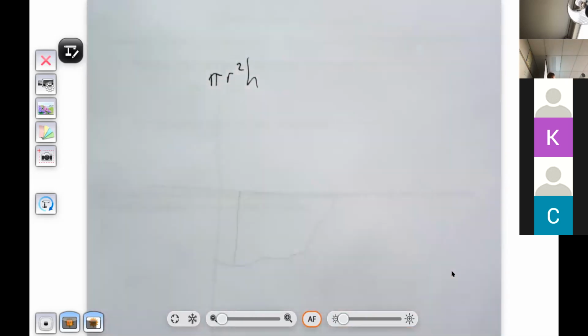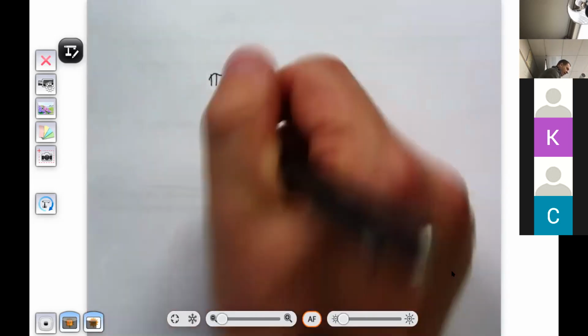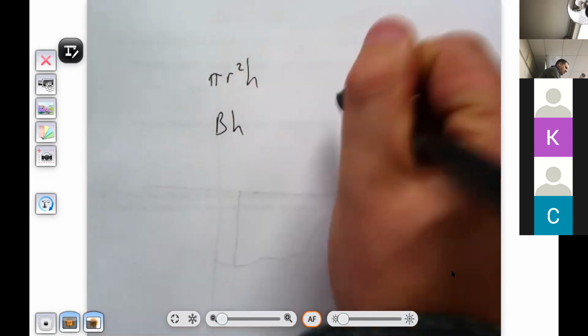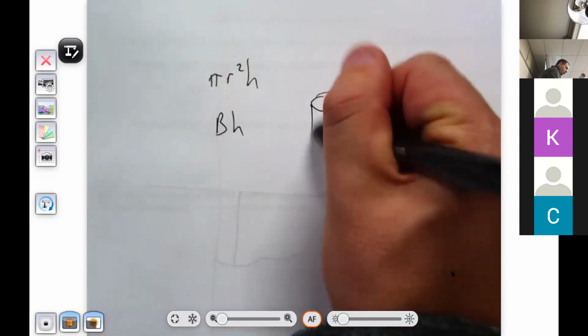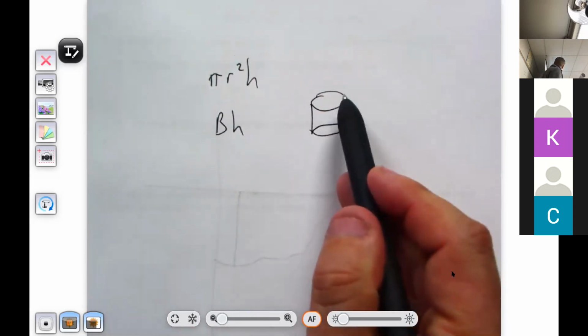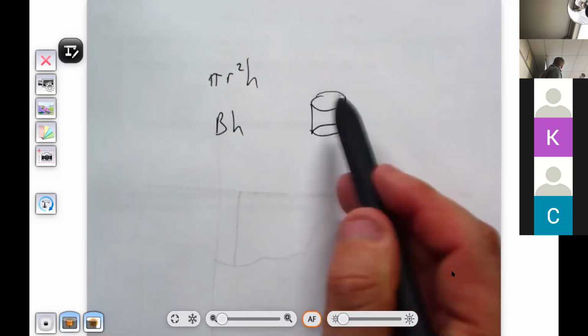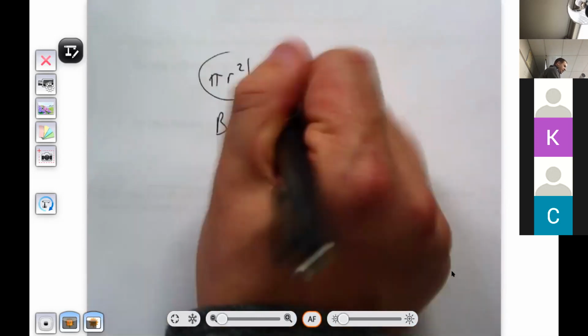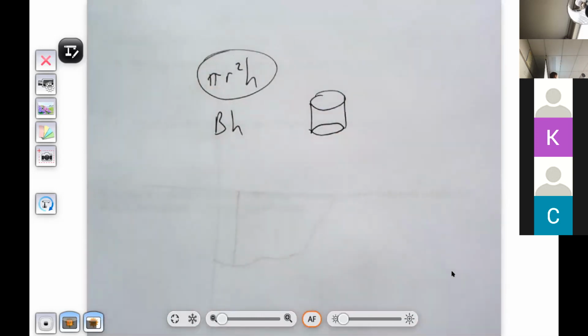The reason it was that for cylinders is if I do area of the base times the height, and I'm talking about a cylinder, well, the base is always a circle on a cylinder. The area of a circle is always pi r squared. That's why we were using that formula every single time. We were doing the same thing we're doing today. It's just every time it was a cylinder. So we use the same formula every single time.